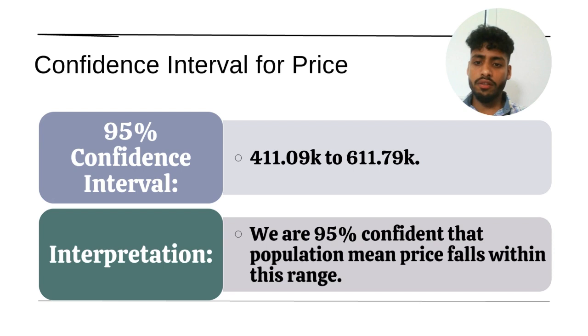Confidence interval for price. We calculated a 95% confidence interval for the mean property price. The average price likely falls between about $411,000 and $612,000. This gives a strong estimate for the wider population's property prices.